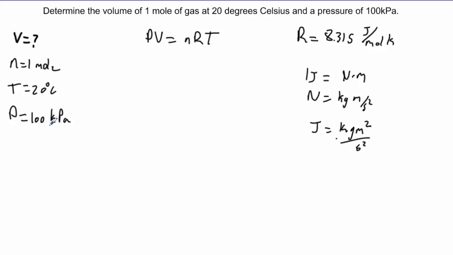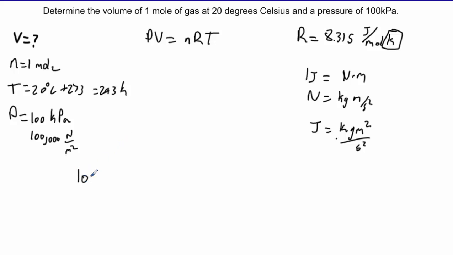So we have to deal with this K. I'm going to go ahead and rewrite this as 100,000 newtons per square meter, just because that's a kilopascal. And now I have newtons, which matches this, and square meters, which matches, so we're good to go. The other thing is this is a Kelvin, not a degree Celsius, so I have to add 273 to this to get 293 Kelvin. Now all my units match, and I should be able to solve this.